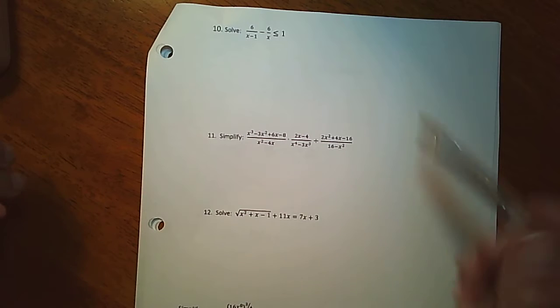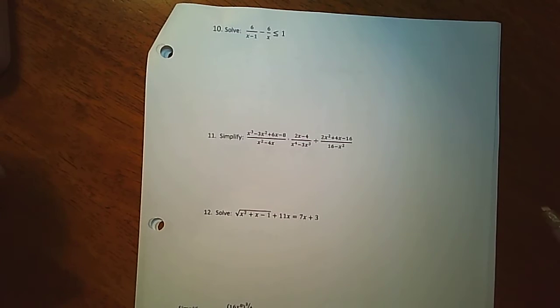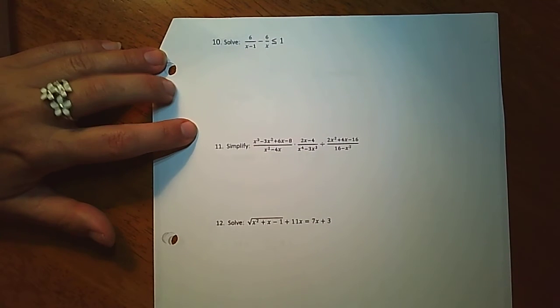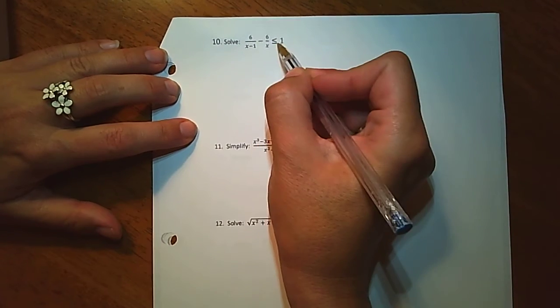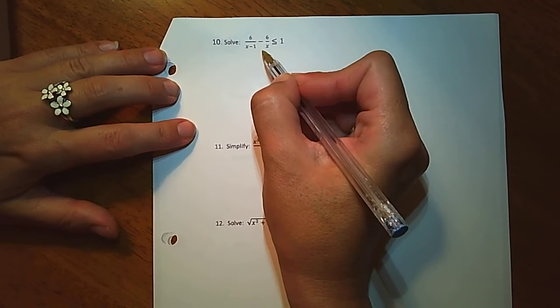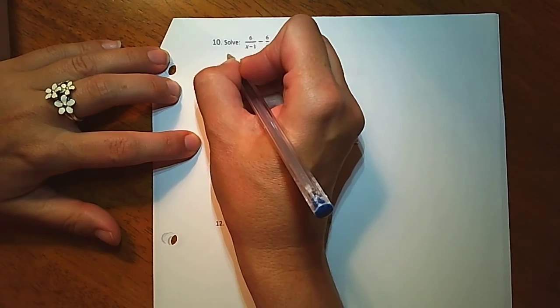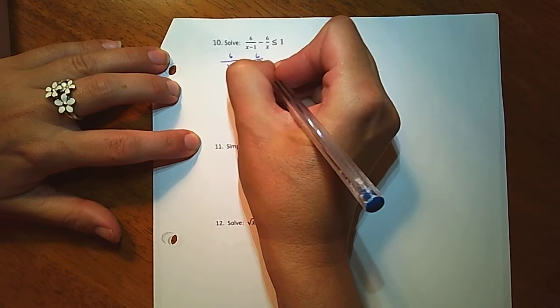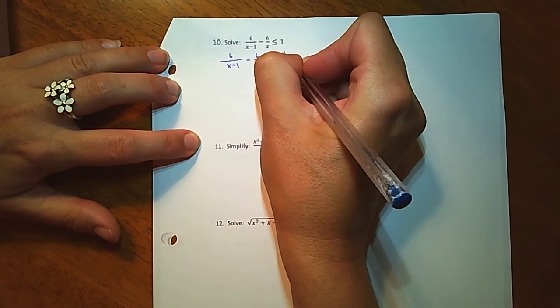Okay, everybody, I'm going to run through this last page of the review packet. You guys will be all set for your test on Monday. Let's start with number 10, inequality. So I want to subtract the 1 over to the other side. So I get 6 over x minus 1 over x, which is less than or equal to 0.